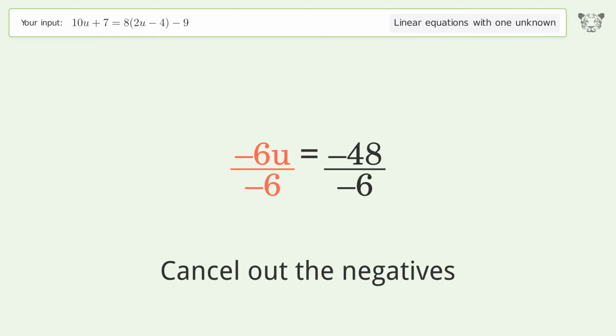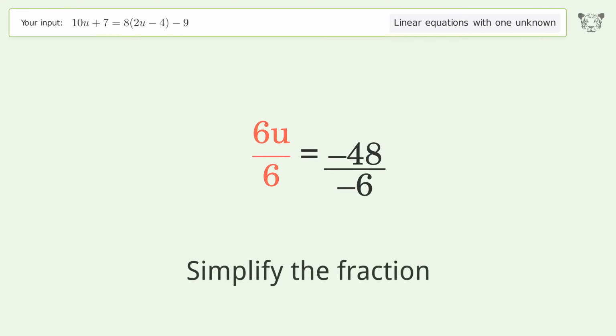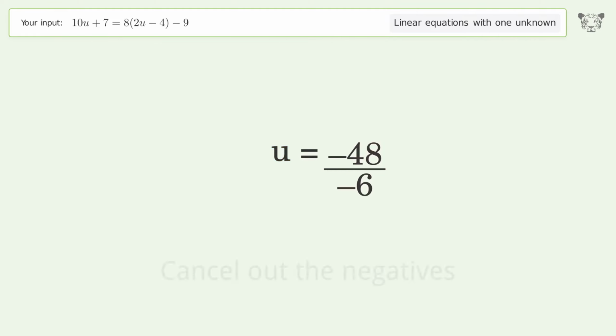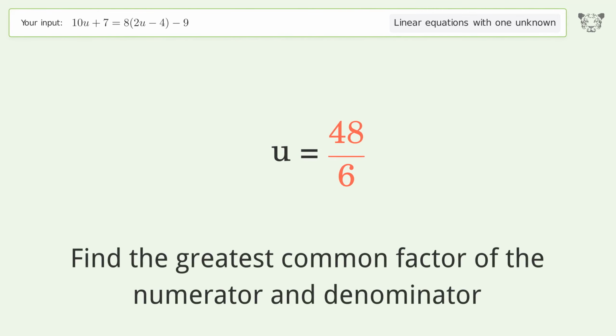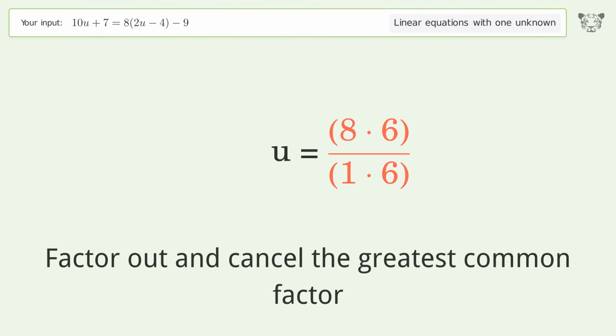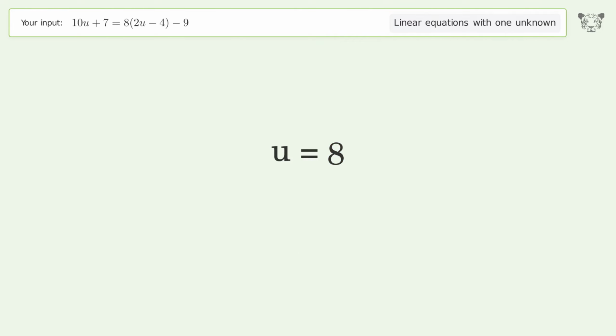Cancel out the negatives. Simplify the fraction. Cancel out the negatives. Find the greatest common factor of the numerator and denominator. Factor out and cancel the greatest common factor. And so the final result is u equals 8.